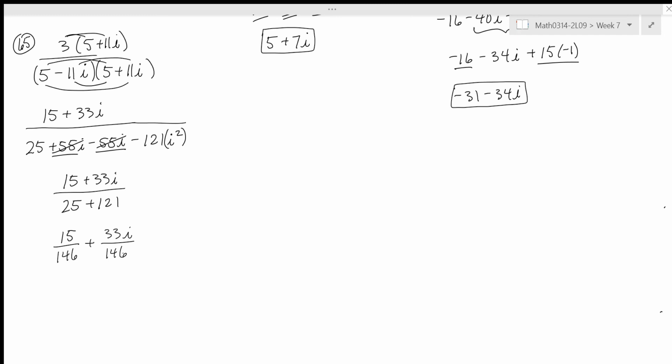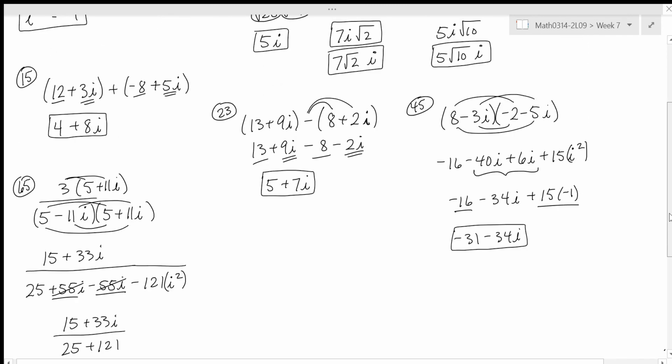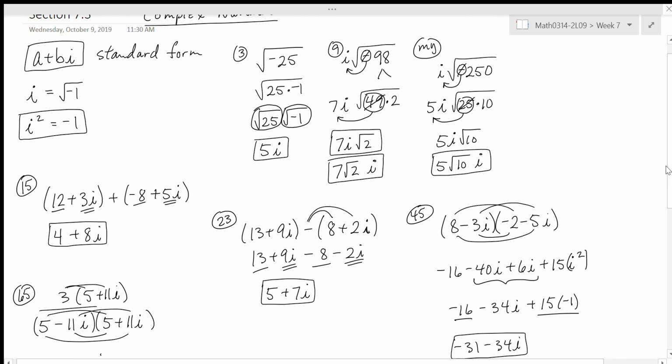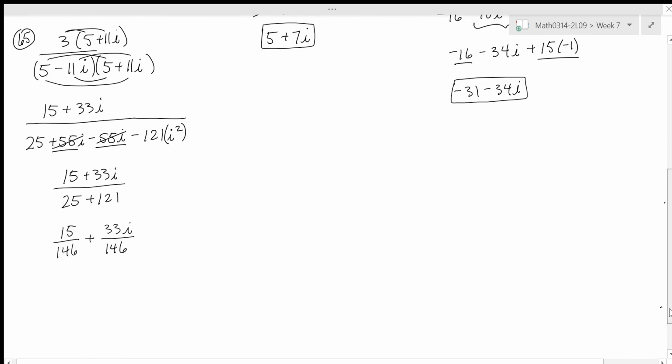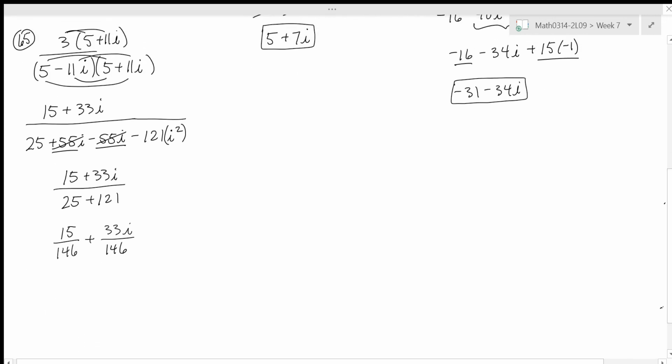You can't just write it 15 plus 33i over 146. It's not the way it works. Let me explain why not. You have to separate it out so that it's in standard form. If we want our answer to be in standard form, you have to be able to see the a and the b separately. And so that's why we separate it out like that. So the 15 over 146, that's a. And the 33 over 146, that's b.